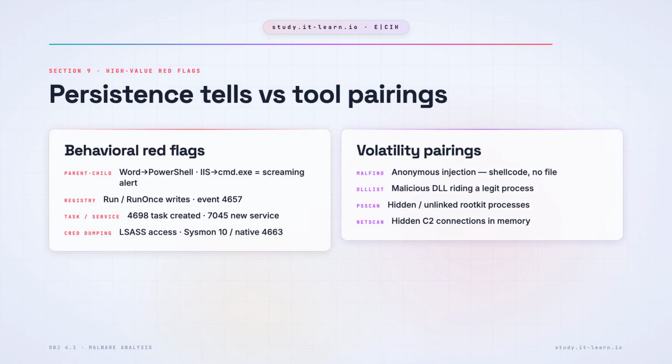Remember the tool pairings too. Malfind finds anonymous injection. Dlllist finds the DLLs loaded into a process. One catches shellcode with no file behind it. The other catches a malicious library riding inside a legit process.